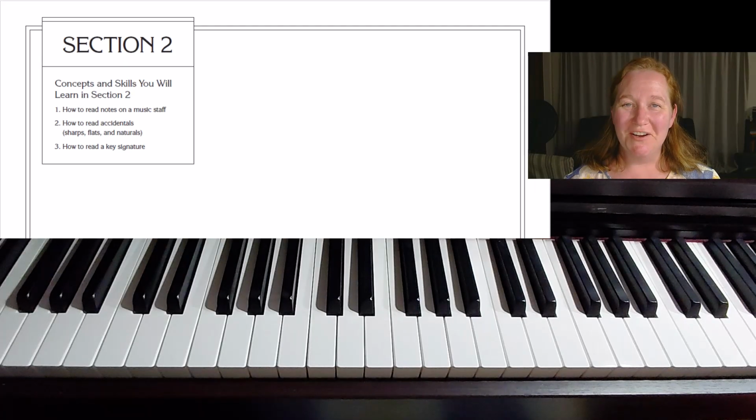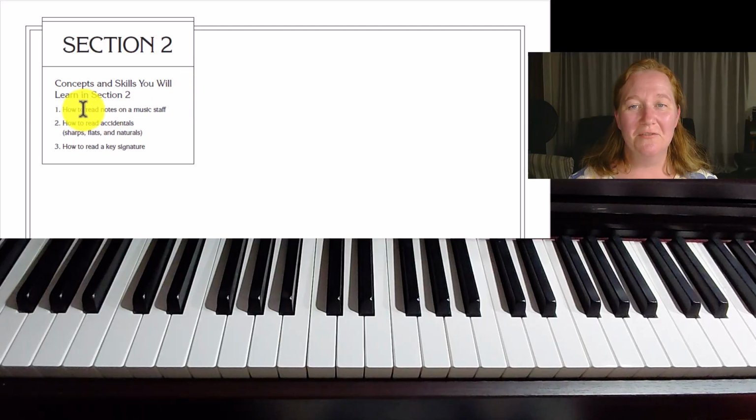Welcome to this video where we're going to start on section 2 of the keyboard course. So we've gone through section 1 where we've learned how to identify different notes, how to know what the different names are of the notes A, B, C, D, E, F, G. We've looked at the length of notes, how to do rhythm with that. So now we're going to take everything we've learned, all those very foundational skills, and we're going to learn the next very foundational skill, which is actually how to read the music on the page.